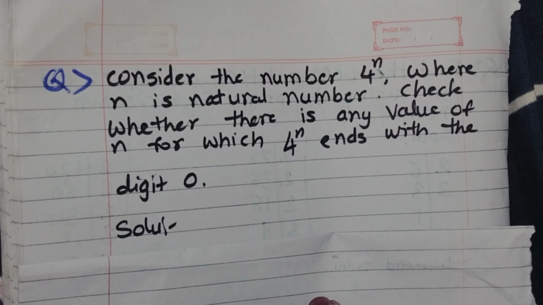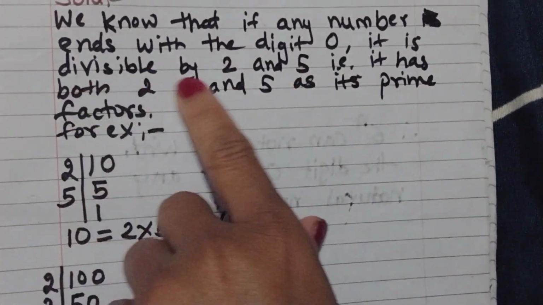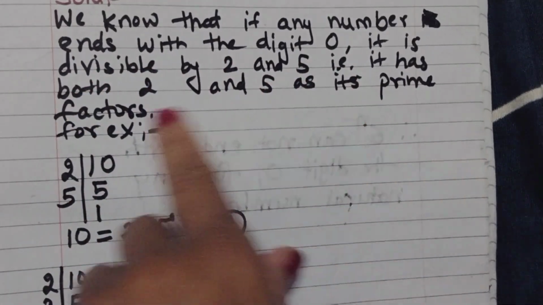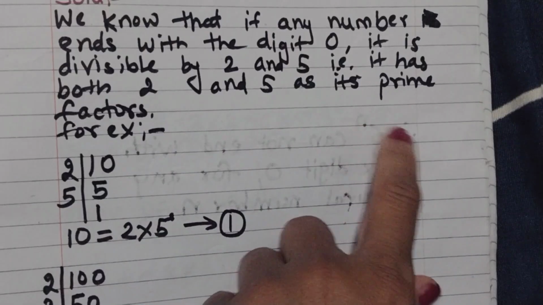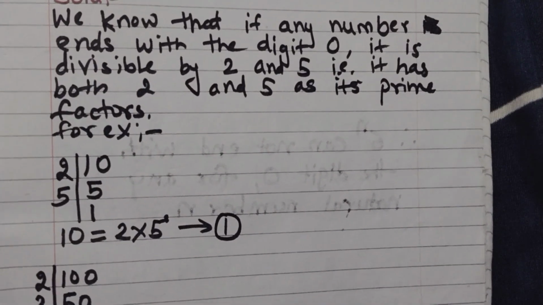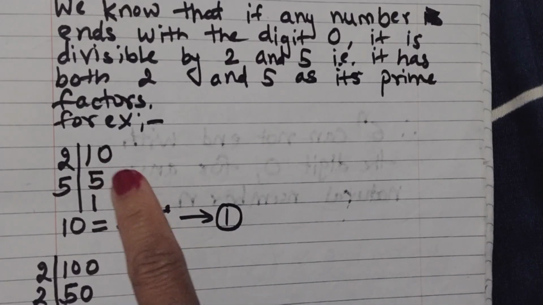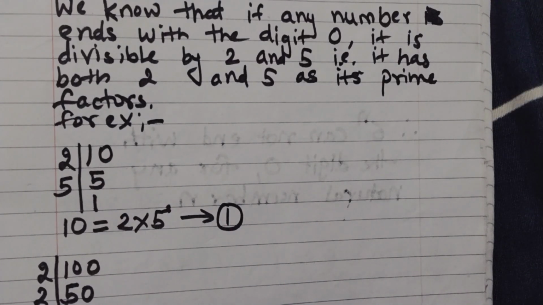We know that if any number ends with the digit 0, then it is divisible by 2 and 5. That is, it has both 2 and 5 as its prime factors. So any number, if it ends with the digit 0, has 2 and 5 as its common factors, so it is divisible by 2 and 5 also. For example, we can take 10, 100, 1000, etc.